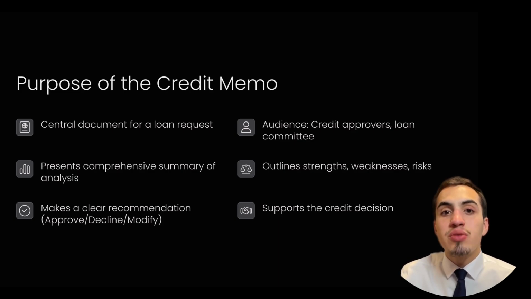Its purpose is to present a concise yet comprehensive summary of all the analysis performed, clearly outline the strengths, weaknesses, and risks associated with the borrower and the request, and critically, to make a well-supported recommendation on whether to approve, decline, or perhaps approve the loan with specific modifications.